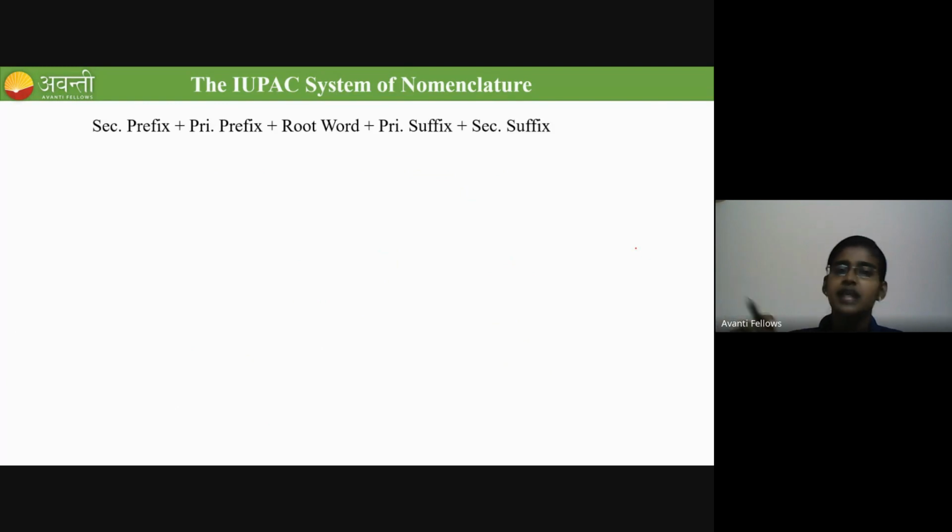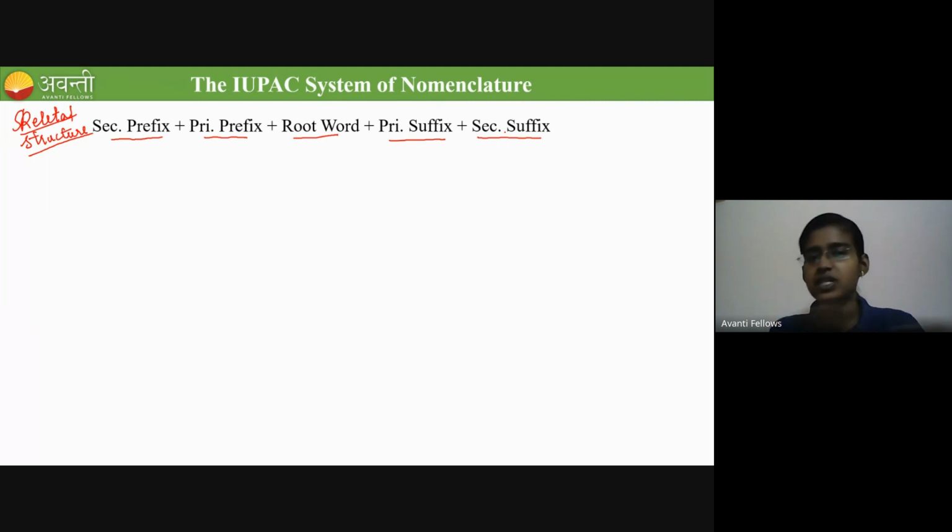So what is the skeletal structure of an IUPAC system? So you can see the skeletal structure. This is the skeletal structure of an IUPAC nomenclature system. Okay. So in the IUPAC name, you will have a secondary prefix and primary prefix. There will be a root word, primary suffix and secondary suffix. The part which is coming after the root word is called the suffix, and the one which is present before the root word is the prefix.